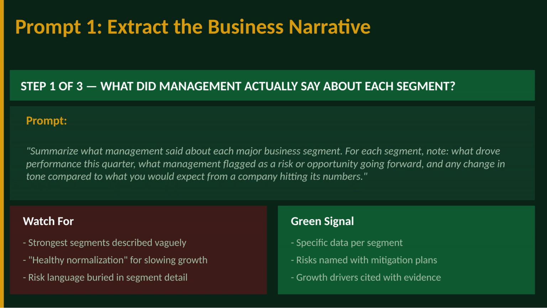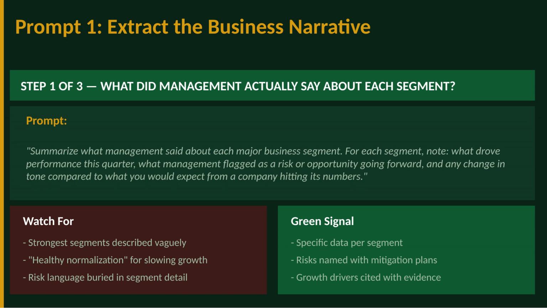Now we're ready. Prompt 1. Paste in the full transcript and ask this. Summarize what management said about each major business segment. For each segment, note what drove performance this quarter, what management flagged as a risk or opportunity going forward, and any change in tone compared to what you'd expect from a company hitting its numbers.